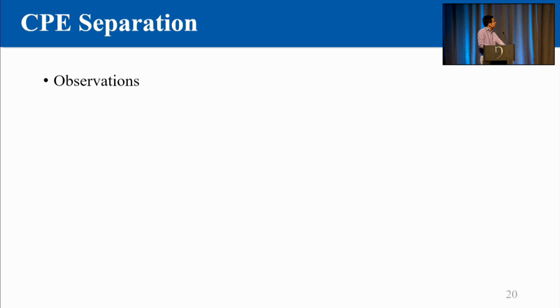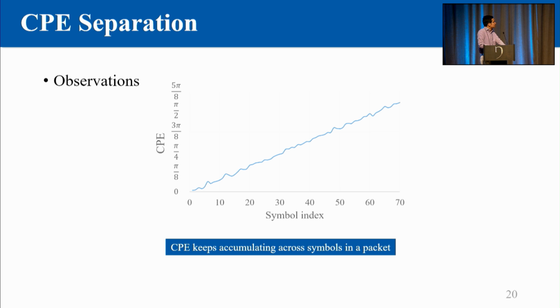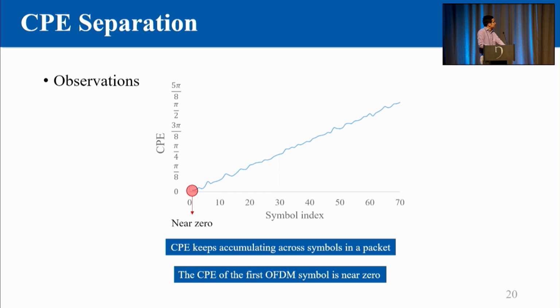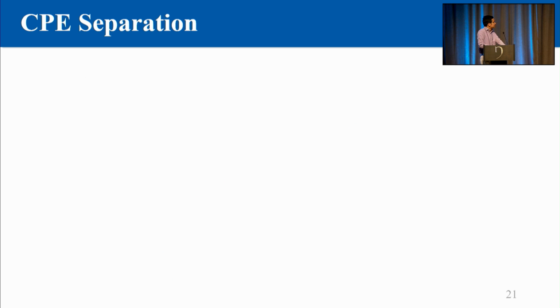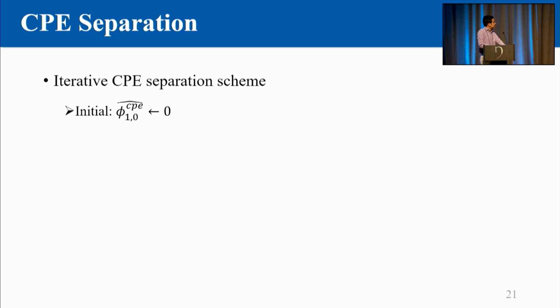We have two key observations about CPE. First, we find that CPE keeps accumulating across symbols in a packet due to the residual SFO. And secondly, the CPE of the first symbol is near 0. Based on our observations, we propose an iterative CPE separation scheme. Initially, we assign 0 to the CPE estimate of the first symbol. For each symbol, we assign the CPE estimate from the previous symbol to that of the current symbol.